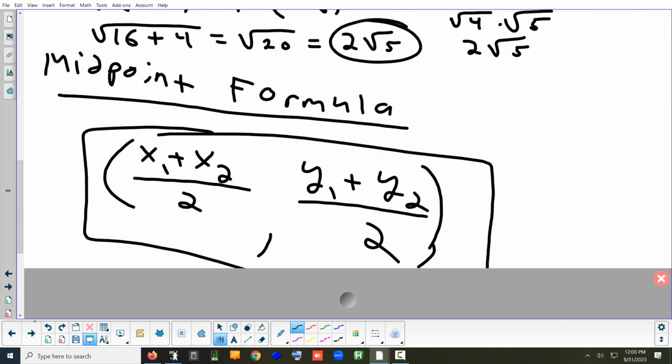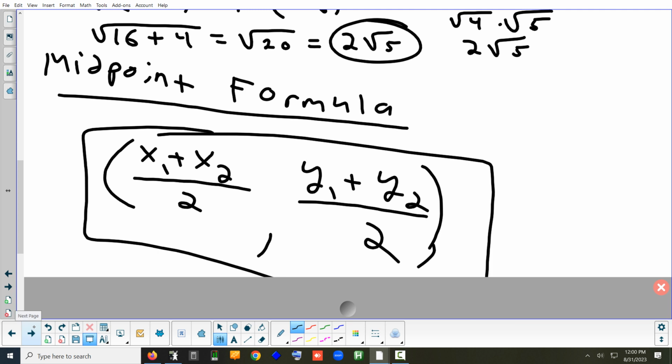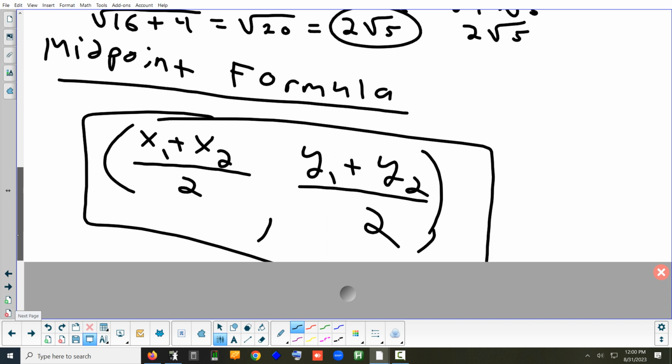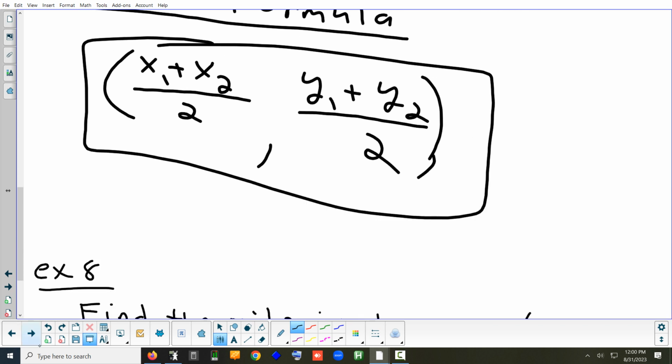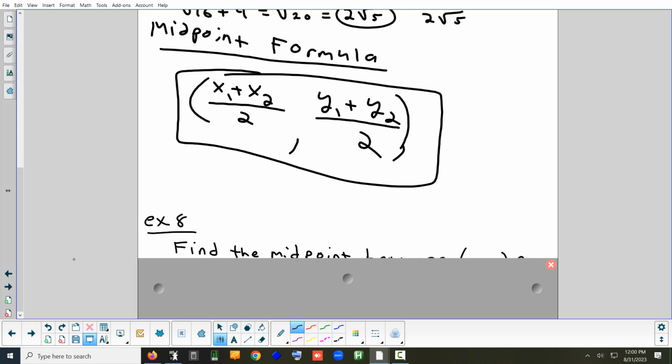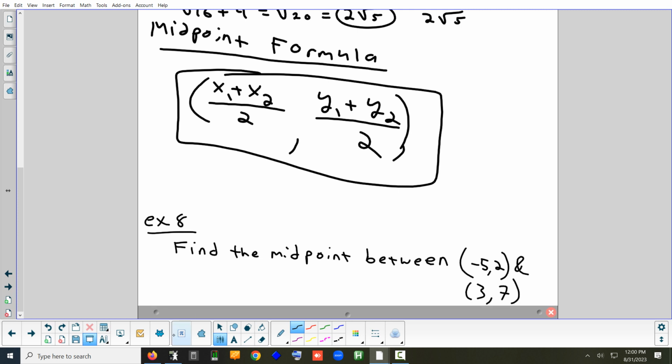Okay. And the last formula is not finding how far apart 2 points are, but finding where the middle of 2 points are. And if you look at what you're doing, you're adding 2 things together and you're dividing by 2. What's that called? Yeah. It's really the average. That's all the midpoint is. You average your x's and then average your y's, and that gives you the spot that's right in the middle. So let's find the midpoint of those 2 coordinates, and that's the last one.